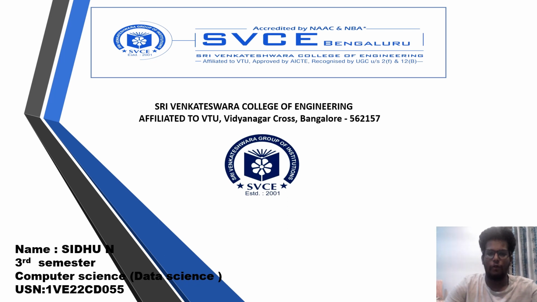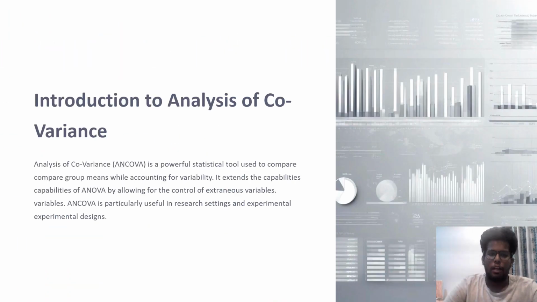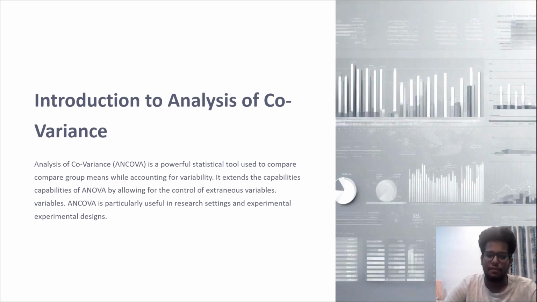In today's video, we will learn about analysis of covariance. Now we'll see the introduction of analysis of covariance. Analysis of covariance, or ANCOVA, is a powerful statistical tool used to compare group means while accounting for variability. It extends the capability of ANOVA by allowing for control of extraneous variables. ANCOVA is particularly useful in research settings and experimental designs.